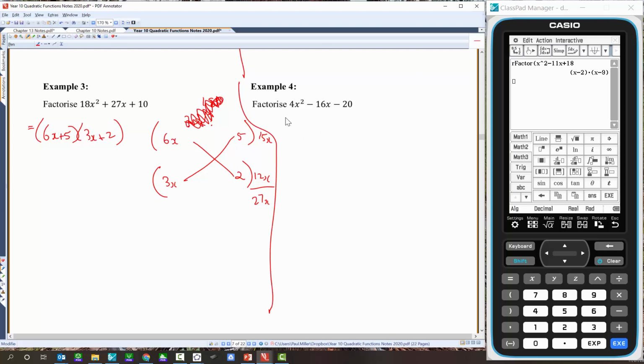All right, let's try this last one out here. Now, what we're going to do first of all is yank this 4 out as a common factor. So I'm going to rewrite this as 4x squared take 4x take 5.